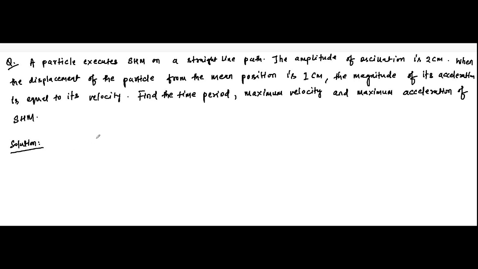So here is another question on simple harmonic motion. It is given that a particle executes SHM, simple harmonic motion, on a straight line path. The amplitude of oscillation is 2 centimeters. When the displacement of the particle from the mean position is 1 centimeter, the magnitude of its acceleration is equal to its velocity. Find the time period, maximum velocity and maximum acceleration of SHM.